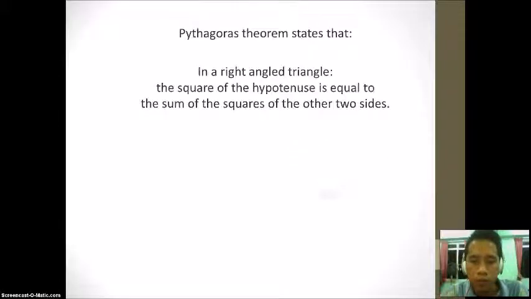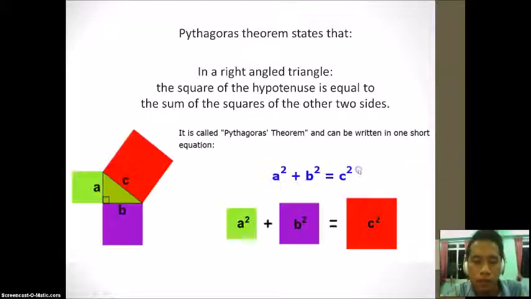Okay, I proceed. So Pythagoras theorem states that in a right angle triangle, the square of the hypotenuse is equal to the sum of the squares of the other two sides. Okay, let me explain this.